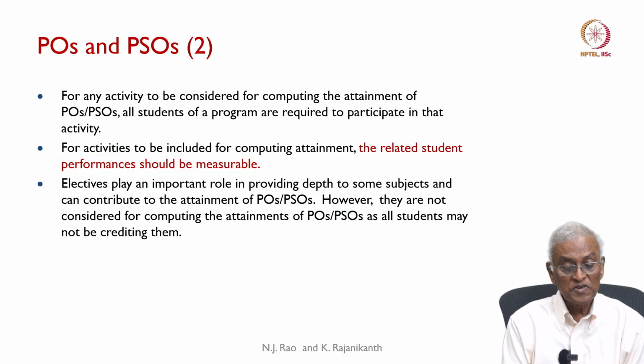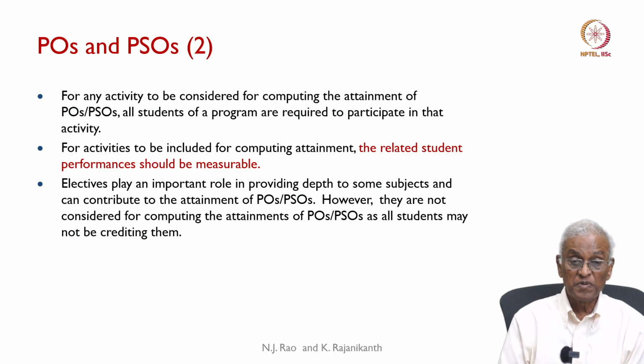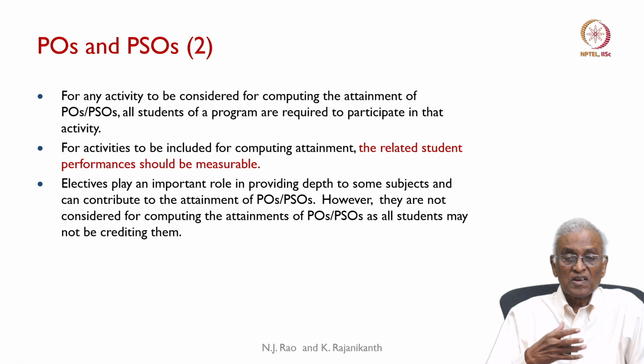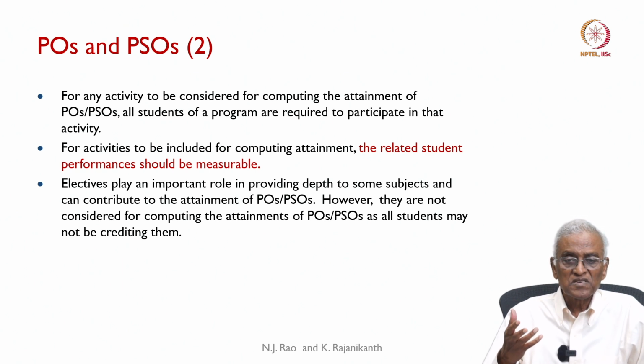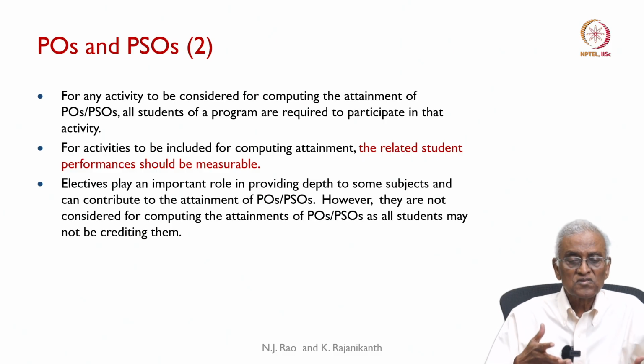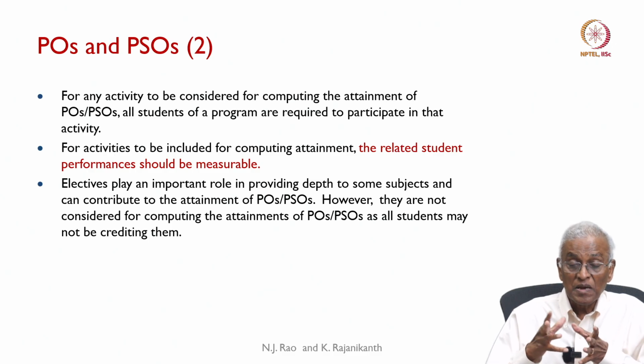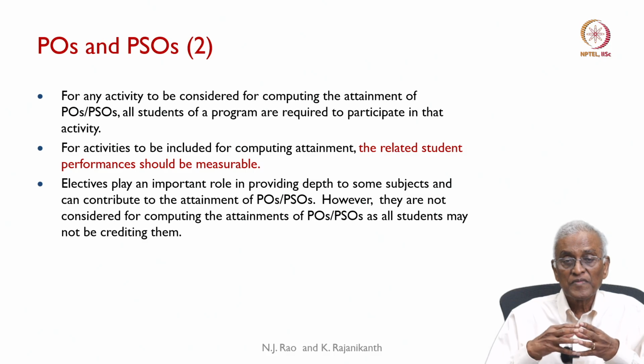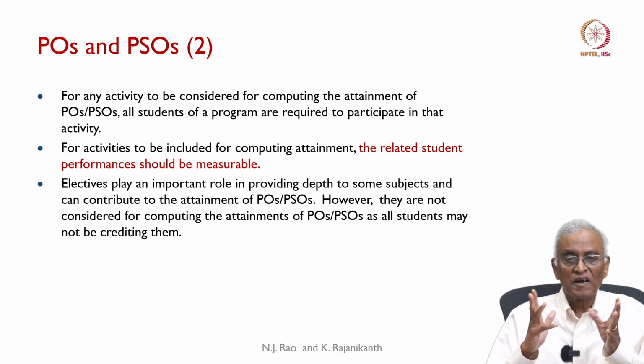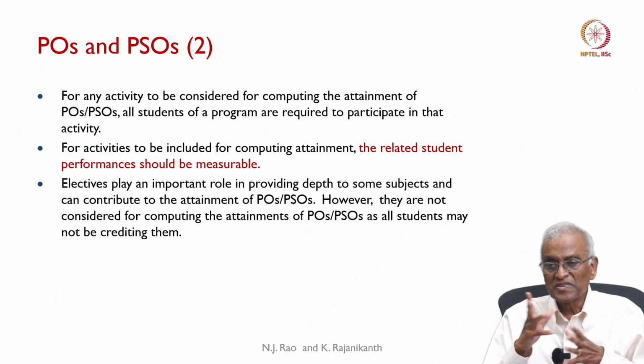For activities to be included for computing the attainment, the related student performance should be measurable. One of the problems is, let's say to attain a particular PO, you arrange for two expert lectures on the topic. Students have sat through that, but you cannot say that you met that PO unless you are able to measure. How do I measure? So, you have to plan always for measurable activities rather than just activities like lectures or some visits and things like that.